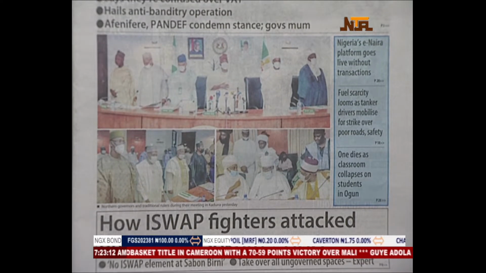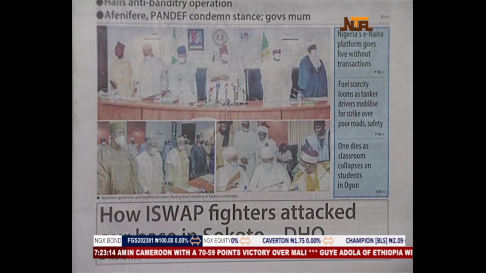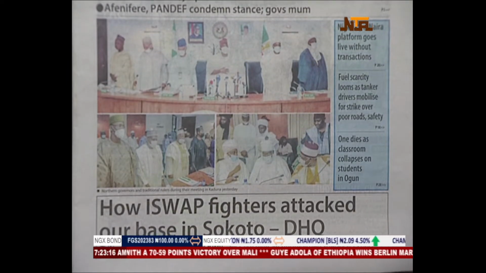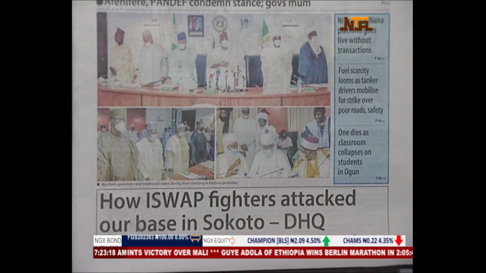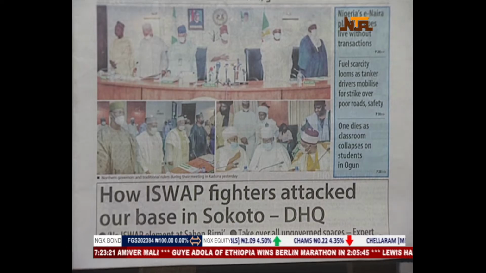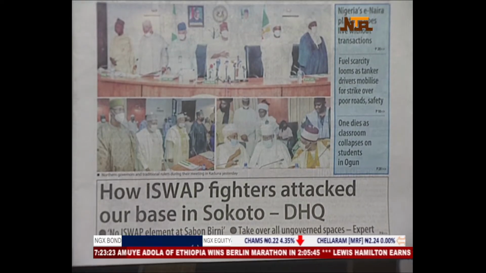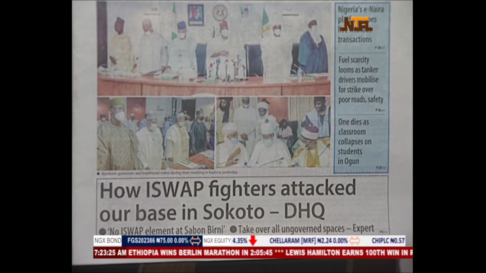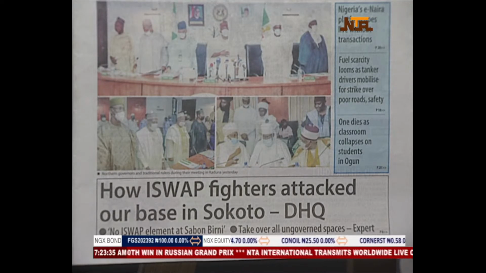At the bottom plate of the Daily Trust newspaper, how ISWAP fighters attacked our base in Sokoto. That's from the defense headquarters. No ISWAP element in Sabon Birni, take over all ungoverned spaces, attributed to experts on security.